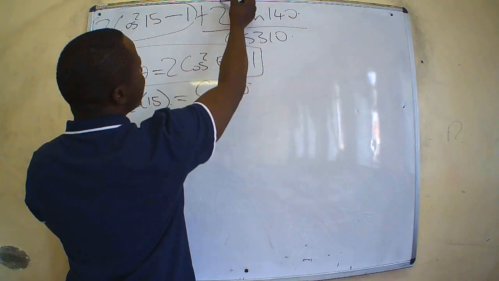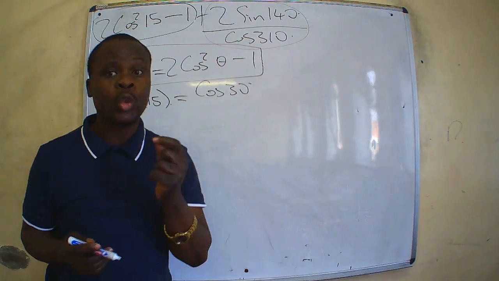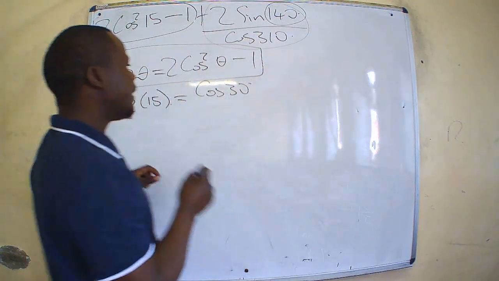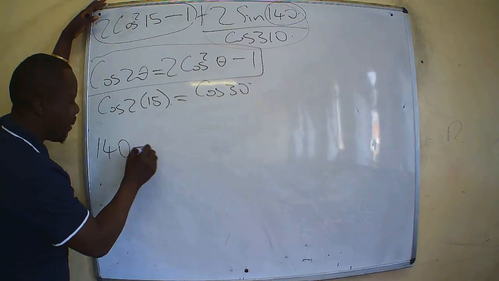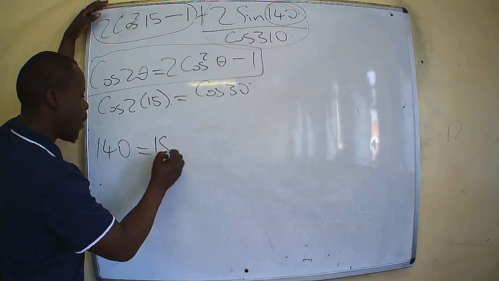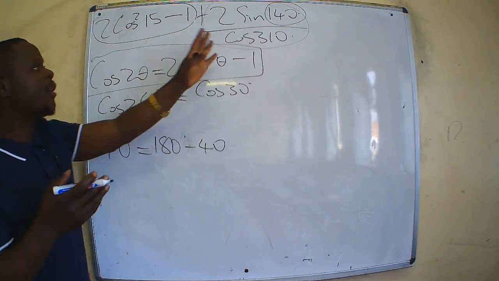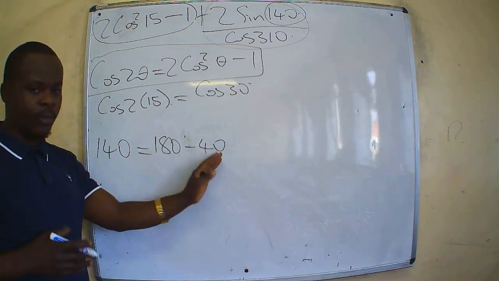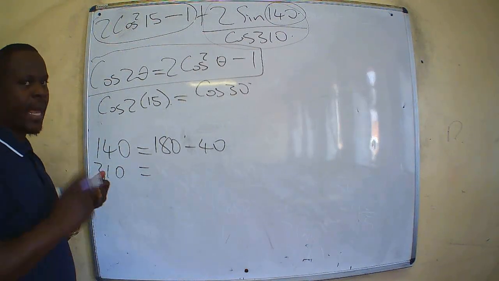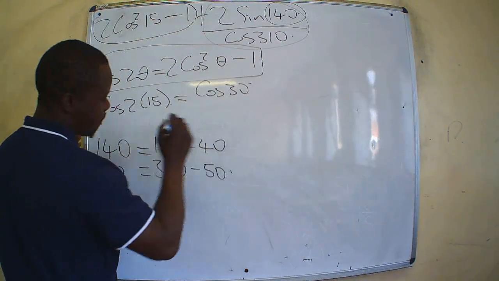Now, let us deal with this fraction here. Our fraction has sine 140. Now, what we should understand is to target the number, only the number, which is 140. 140 as the number is a number we can rewrite in terms of CAST diagram values. It's the same as 180 minus 40. So sine 140 can be written as sine 180 minus 40. Then 310. 310, using CAST diagram values, which is 90, 360, 180, can be written as 360 minus 50.